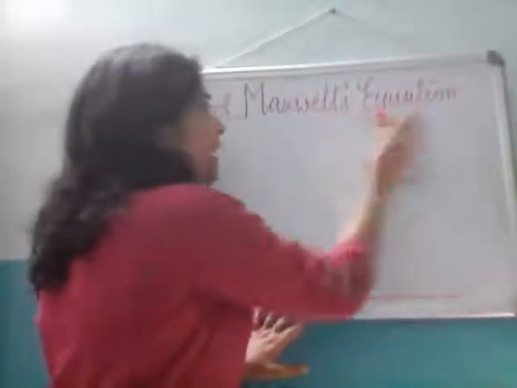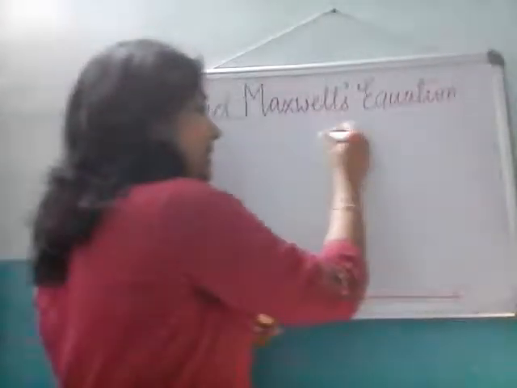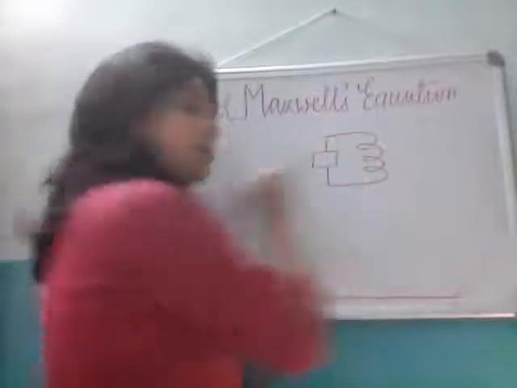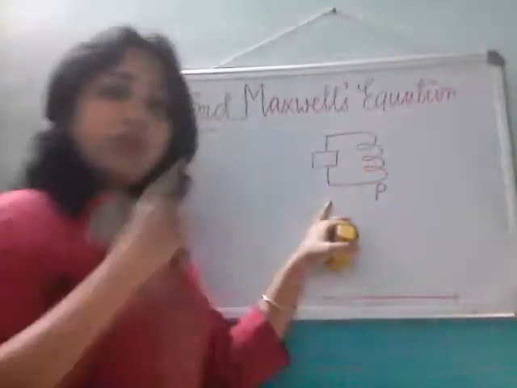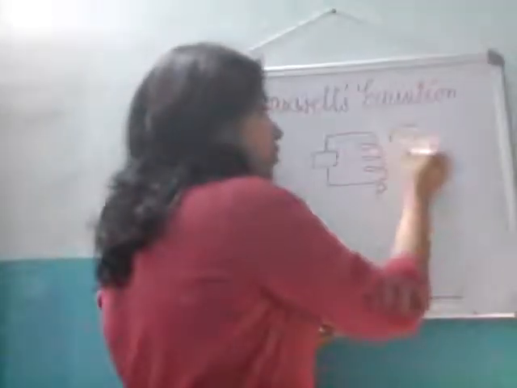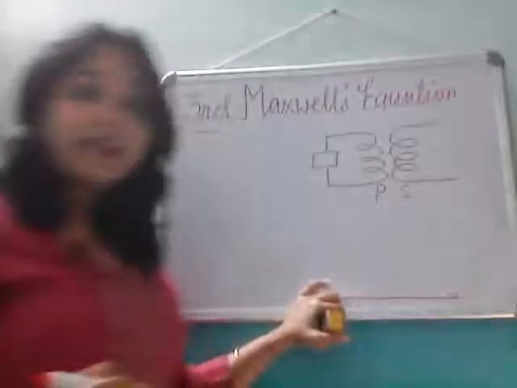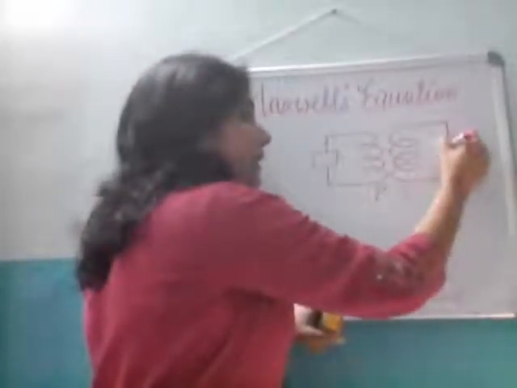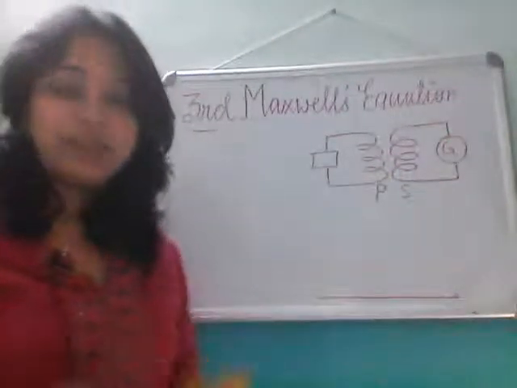So what had Faraday actually done? He was doing an experiment where he had a primary coil connected to a battery source. Fine. So he took a primary coil and connected it to a source. And close to it, he set up a secondary coil. And in the secondary coil, he put a galvanometer. By G, I mean a galvanometer.